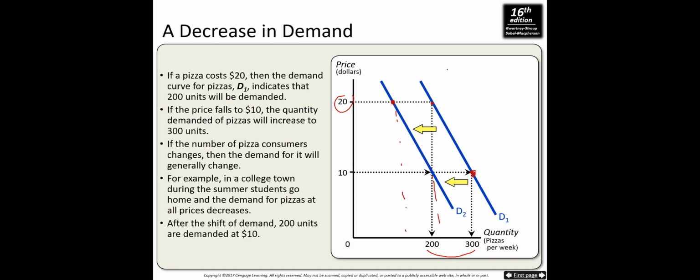Why is this the case? Now the number of buyers is less, which is not a determinant of price. If the price of pizza changes, you move along the curve. If anything other than price changes, you need to shift the curve to reflect the change in demand.